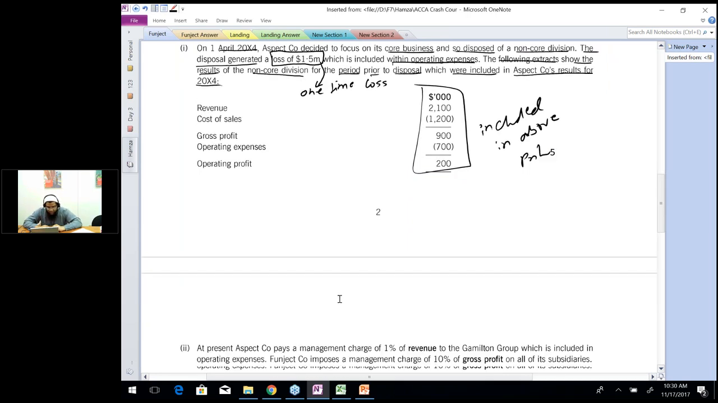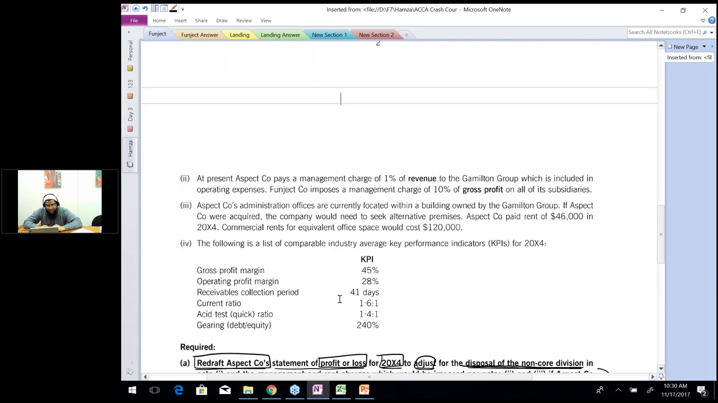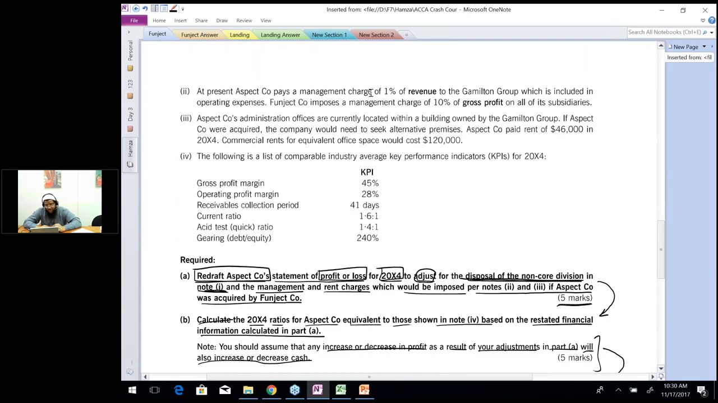Now let's see bullet number two, where the question says that at present, Aspect company pays a management charge of 1% of the revenue to the Gamilton Group. This means that this would have been included in the operating expenses. So we are going to remove these charges, because after my acquisition, Aspect will not be required to pay any charges to Gamilton Group.